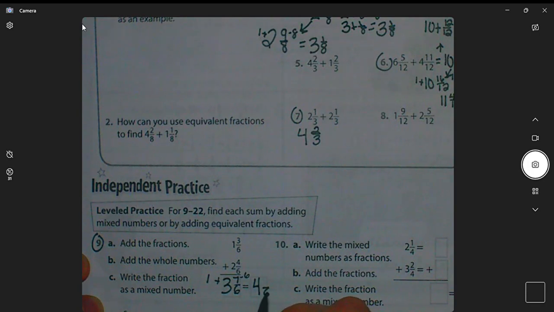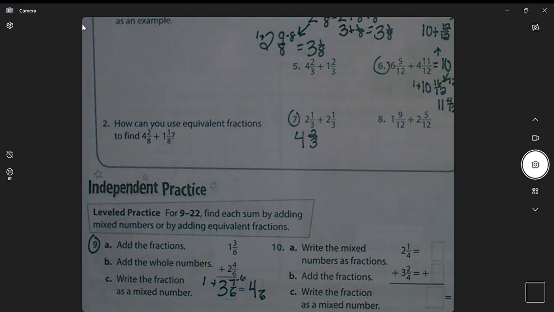I know my denominator is 6 because that never changes. What is 7 take away 6? Way to go, smart humans. It's 1. So 1 and 3/6 plus 2 and 4/6 equals 4 and 1/6.